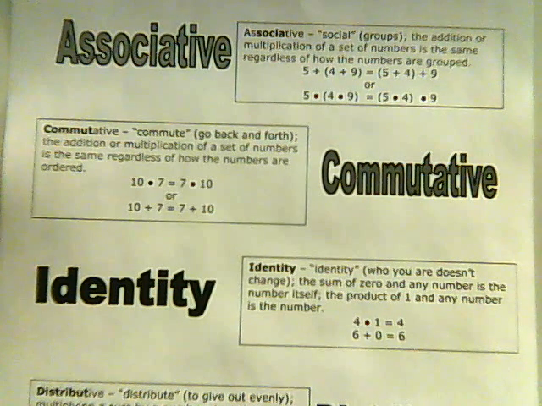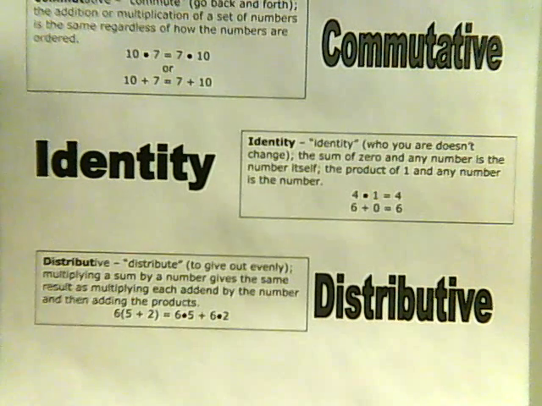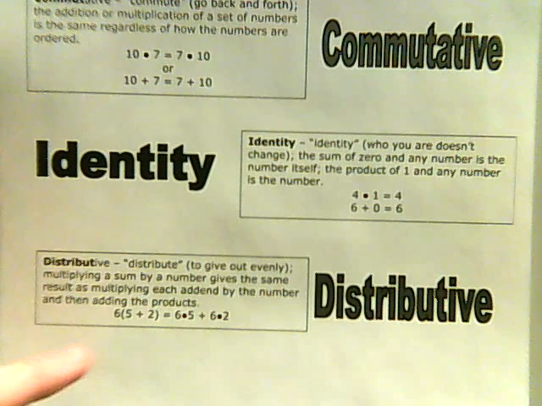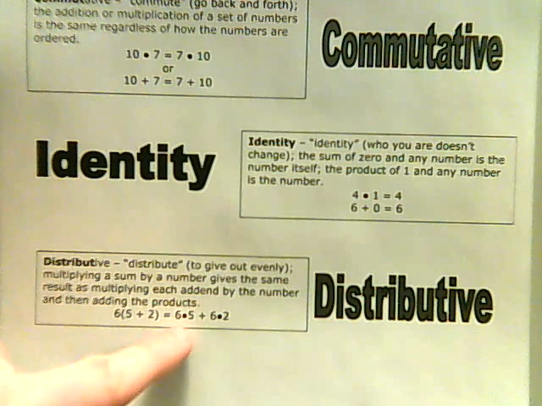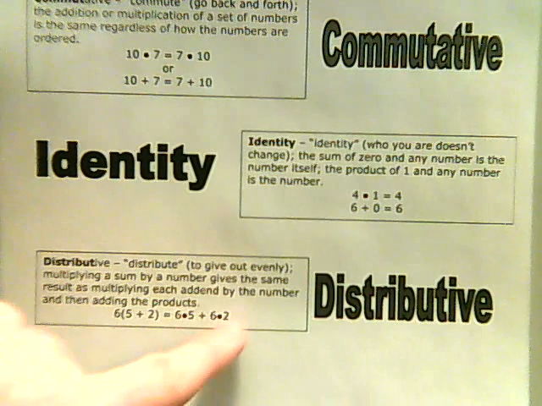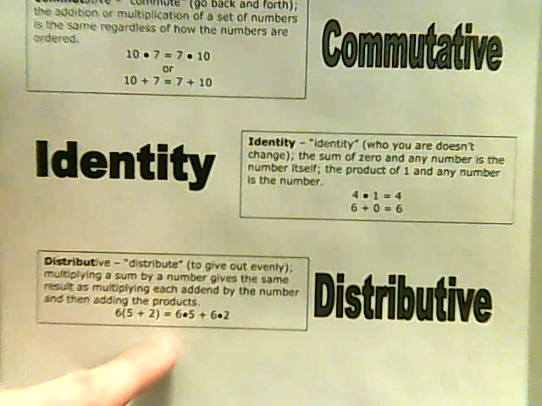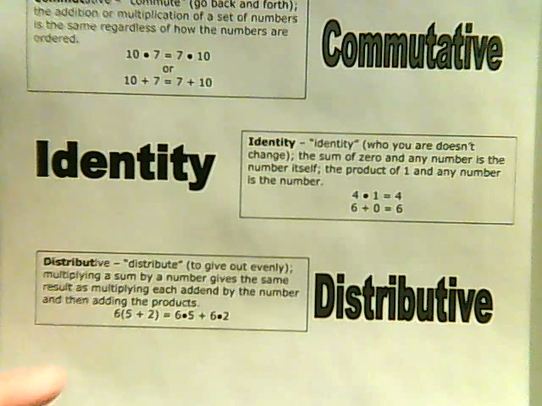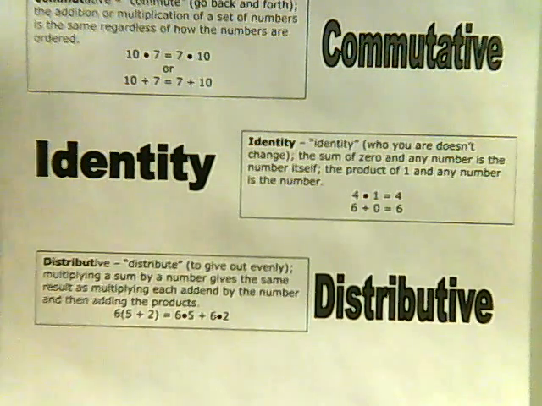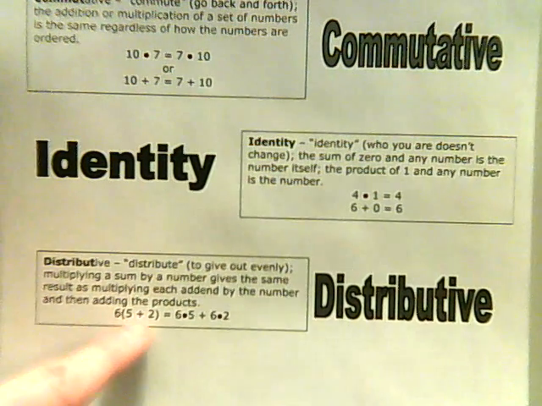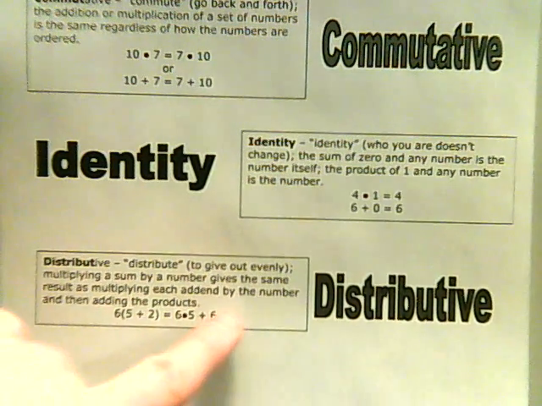Lastly, at the bottom here, let me adjust the camera, is the distributive property. The distributive property is different. Notice you have 6, 5, and 2, but over here you have two 6s, a 5, and a 2. So the other properties were not like this. This is a unique one. The idea is you're multiplying 6 times both things inside the parentheses. So 6 times 5, which is this, plus 6 times 2, which is that.